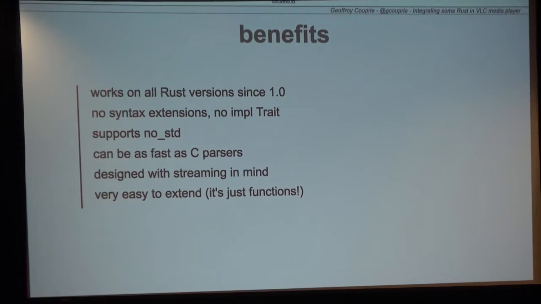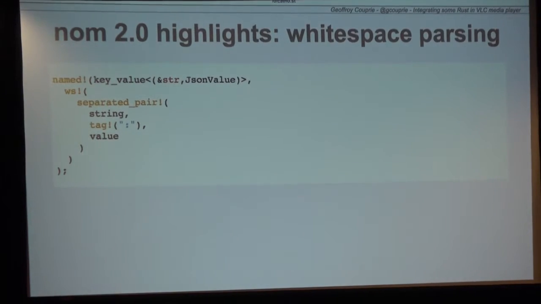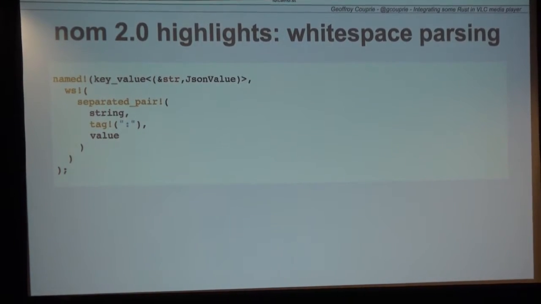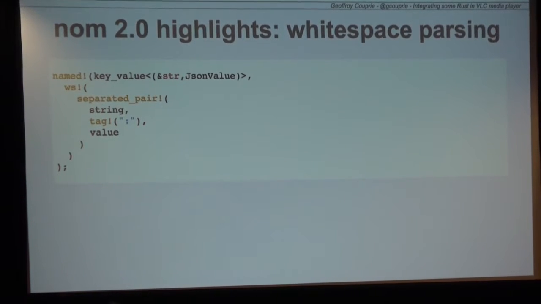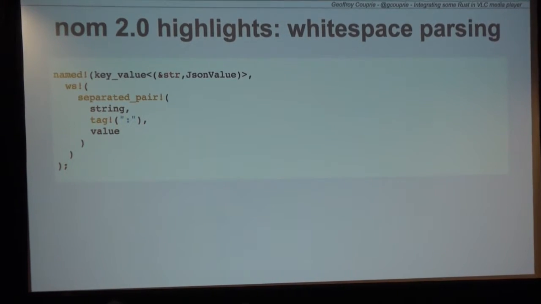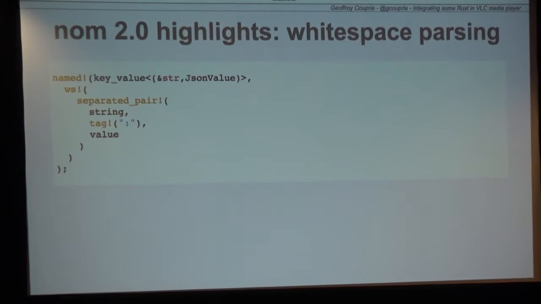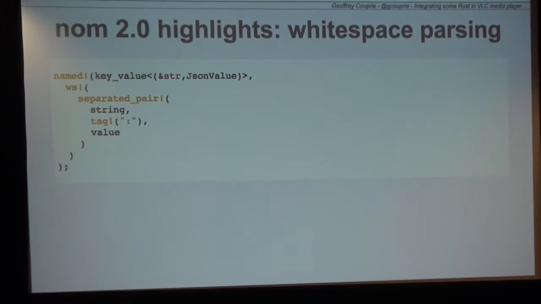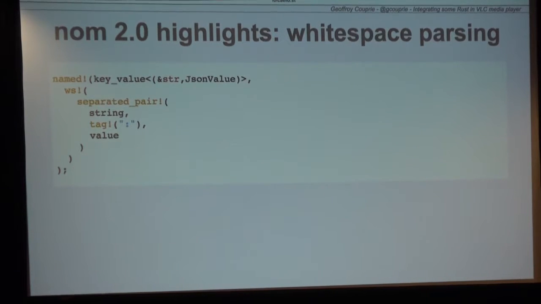Now, I'm doing nom 2.0. I'm breaking a lot of stuff, and I'm adding a lot of features. Whitespace parsing: you just wrap with the ws macro, and it will interspace space parsers between everything. So this is for a JSON parser, so it will try to parse a space, then a string, then a space, then a tag, then a space, then a value, then a space. And you don't have to write space everywhere, because it was very, very annoying to do. So now it's automatic with that.